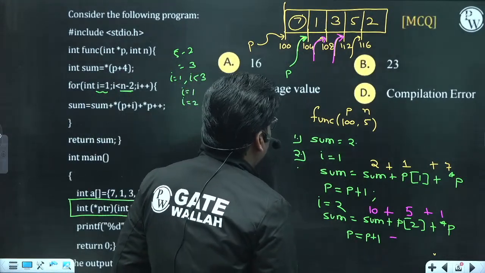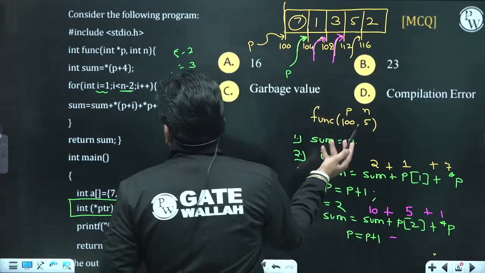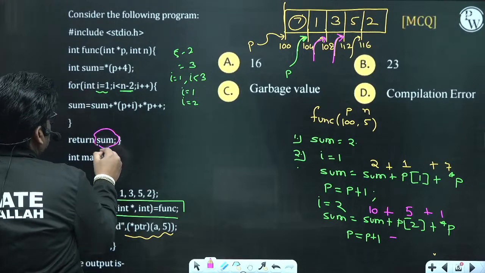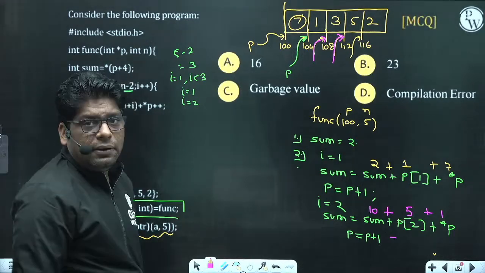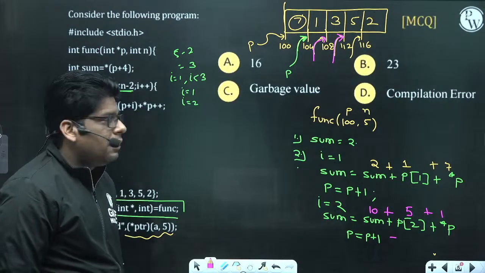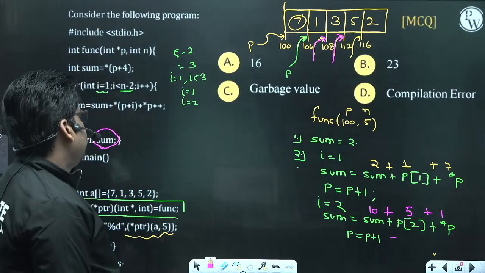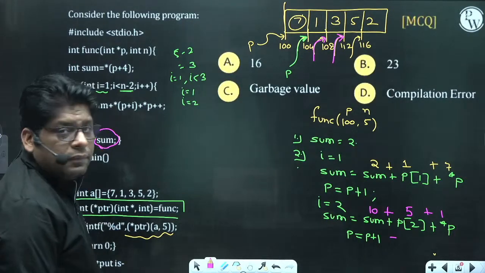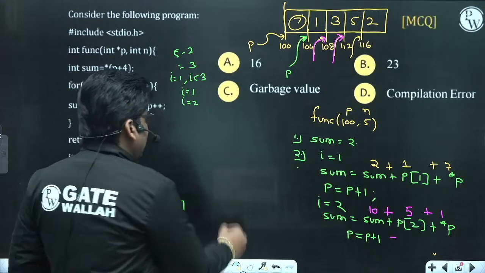Just let me know. And P will point over here, but we don't care about P. But they are saying return the value of sum. So, what is the value of sum being returned? So, the correct answer is 16.